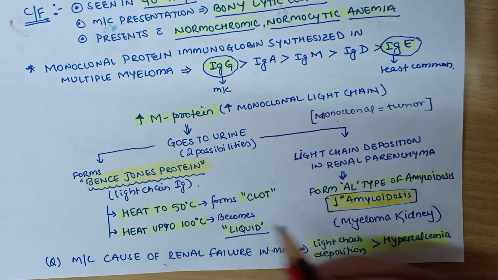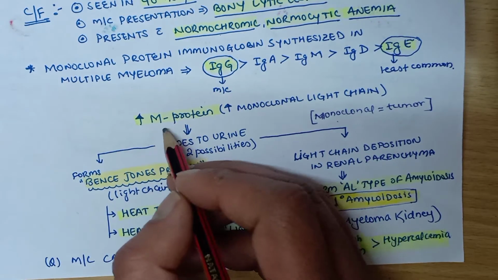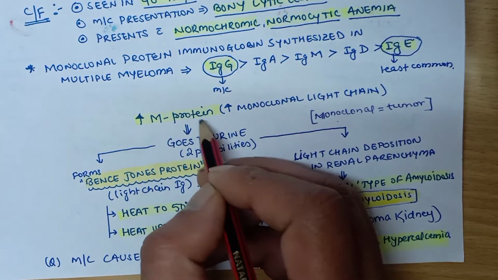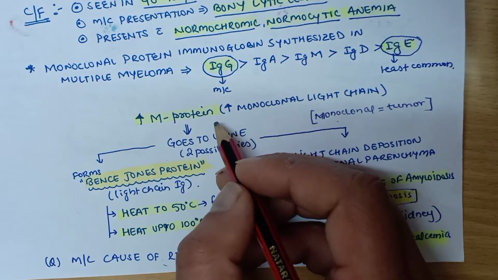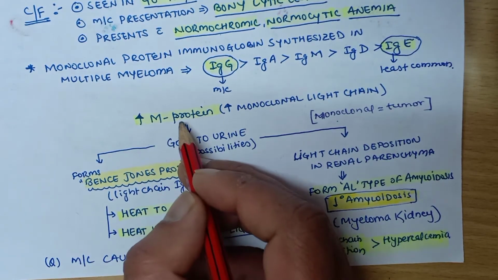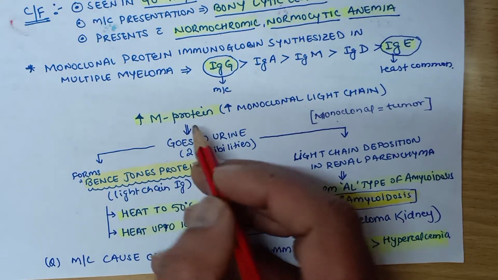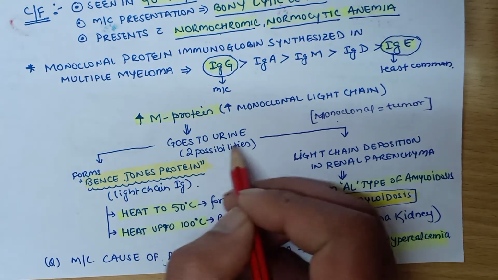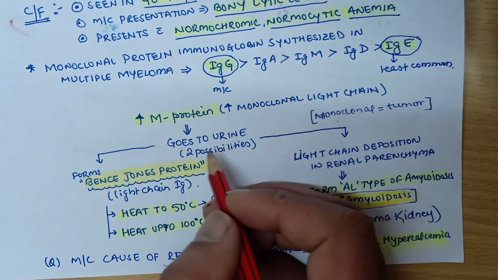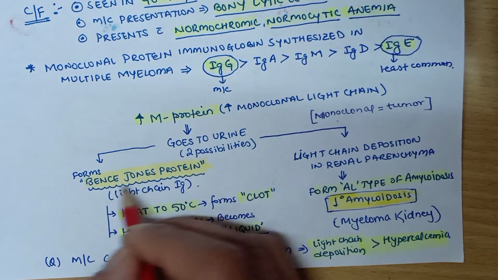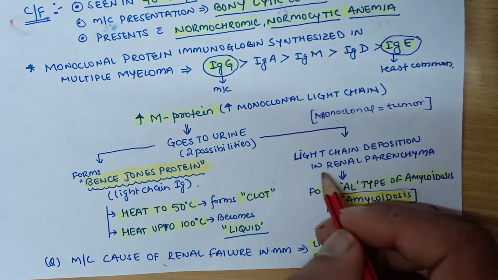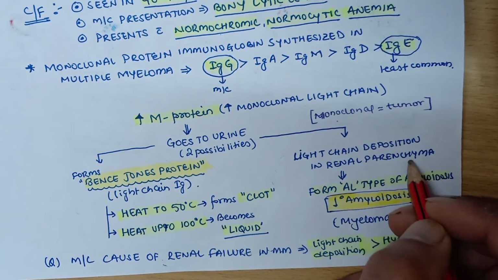In multiple myeloma, there will be excess of M protein. These M proteins are monoclonal light chains. Therefore, excess M protein in multiple myeloma goes to the urine. When it comes to the urine, it has two possibilities. It can either form Bence Jones protein or it can get deposited in renal parenchyma.